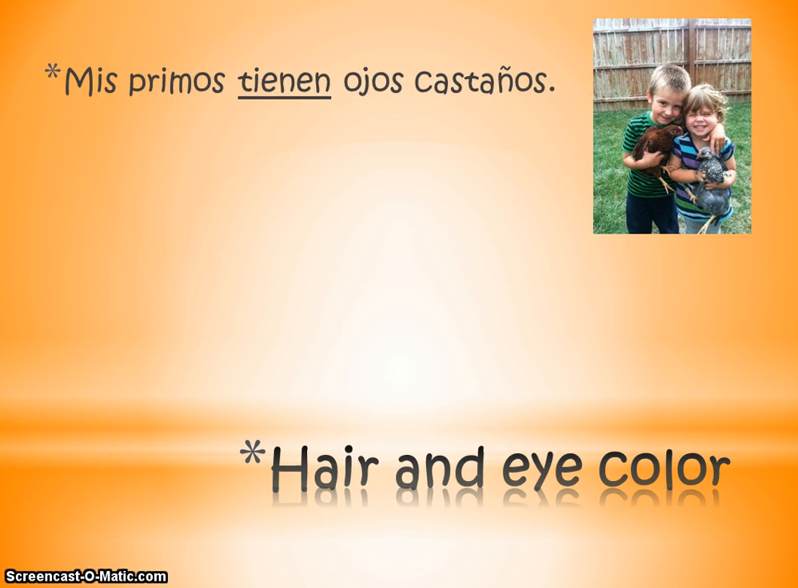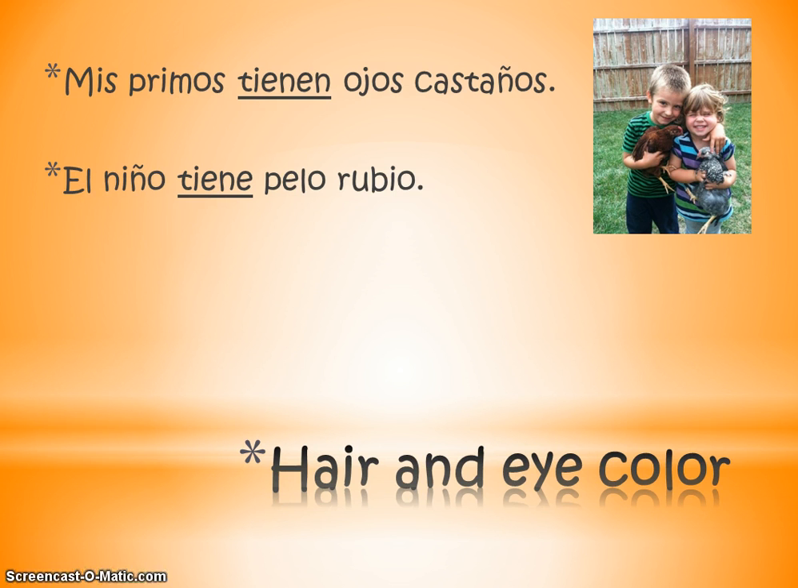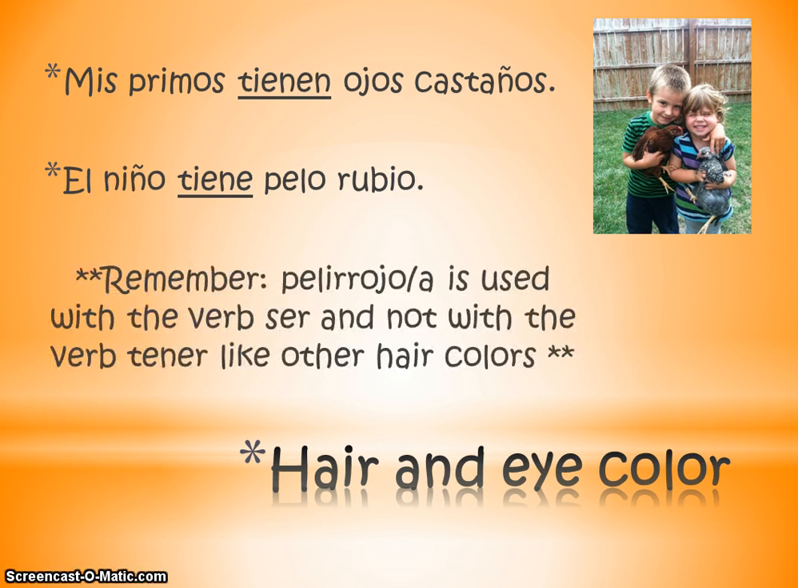On top of age, we use tener to talk about hair and eye color. For example, mis primos tienen ojos castaños. My cousins have brown eyes. El niño tiene pelo rubio. The boy has blonde hair. Remember though, with rubio and castaño, we're going to use tener. But remember that the word pelirrojo or pelirroja, which means redhead or red-haired, is used with the verb ser, and it is not used with the verb tener like the other hair colors. So just keep that in mind.